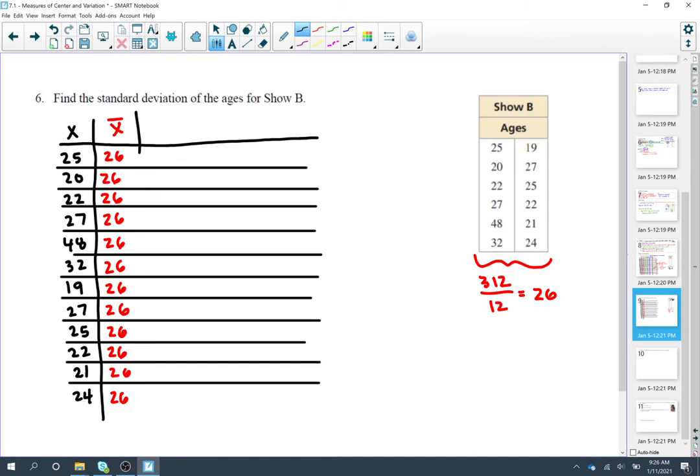Next step says that we have to find the difference from each data value and the mean. So this is where we're going to take x minus x bar. So what you're doing here, we're going to take 25 minus 26, negative 1. 20 minus 26, negative 6. And then again, pause your video, do this by yourself, see what you get. And then when you're done, come back.